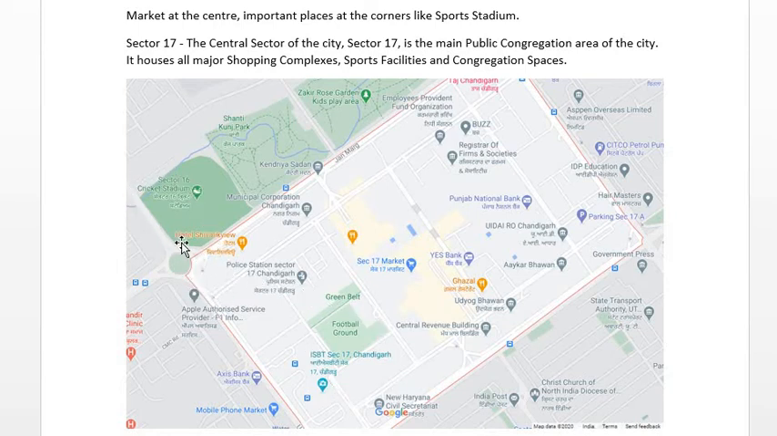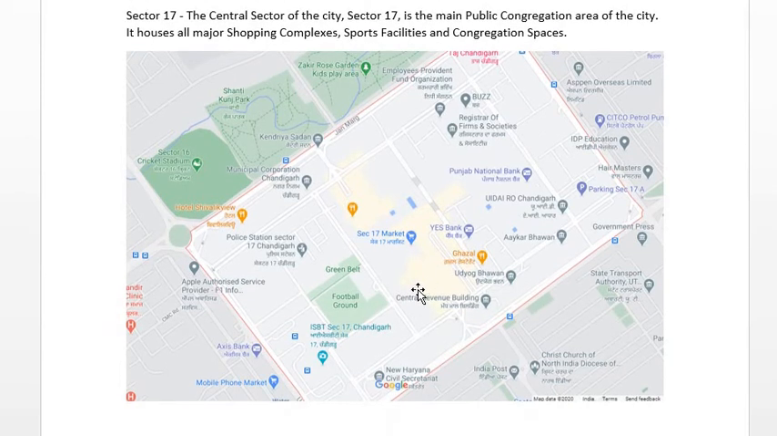As you can see, there is a cricket stadium in sector 16 which is situated in the corner, and there is this hotel Shivalik View which is at the corner of the sector. And this is the image from Google of sector 17. And sector 17, as you all know, is the heart of the city, and it is the main public congregation area of the city. It houses the major shopping complexes, sports facilities, and congregational places for the Chandigarh city.